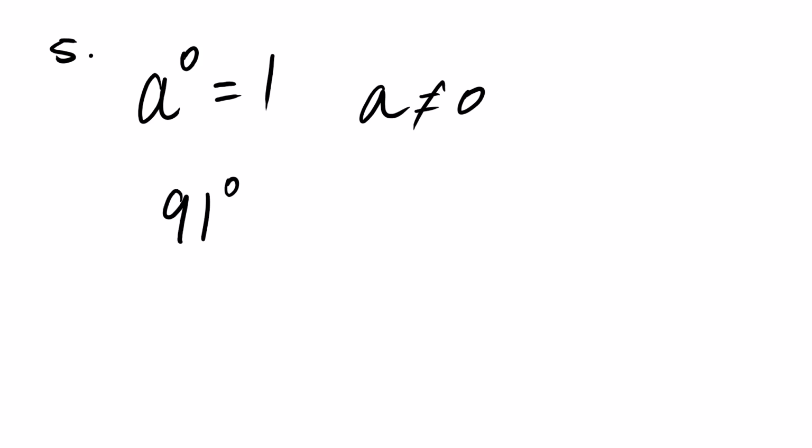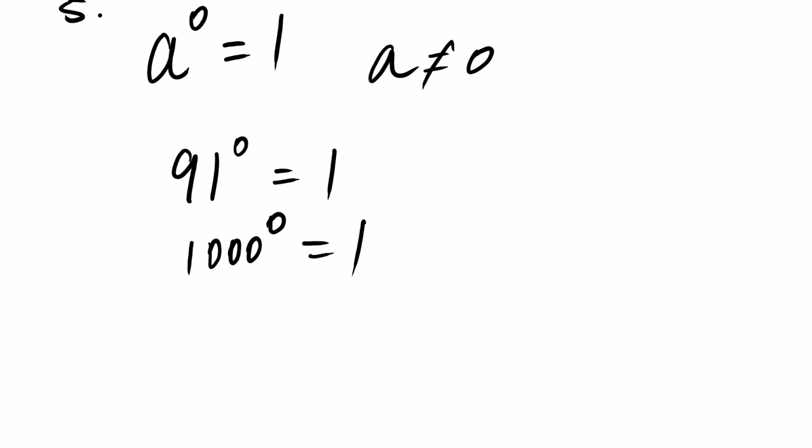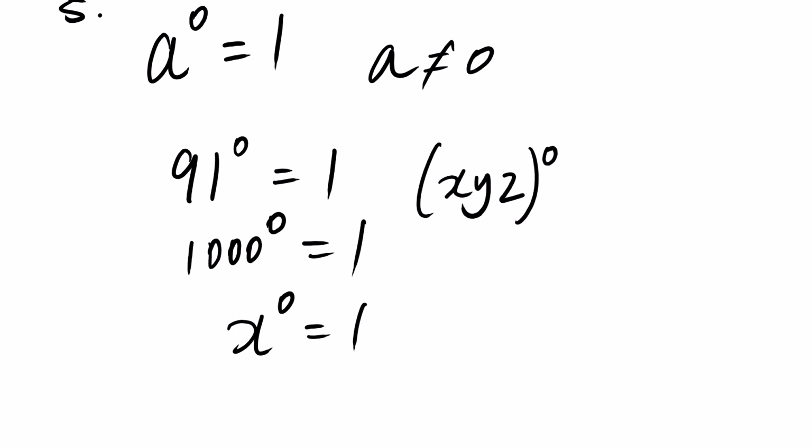Example, 91 raised to the power 0 is 1. 1000 raised to the power 0 is 1. x raised to the power 0 is 1. x, y, z raised to the power 0, or you can put power 3 here, the answer will be 1, provided x, y, z is not equal to 0. So basically anything raised to the power 0 is equal to 1.